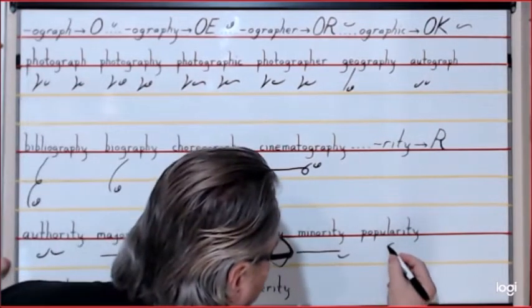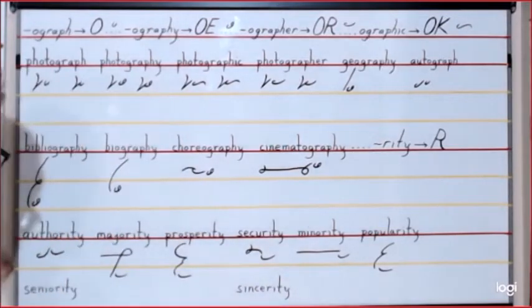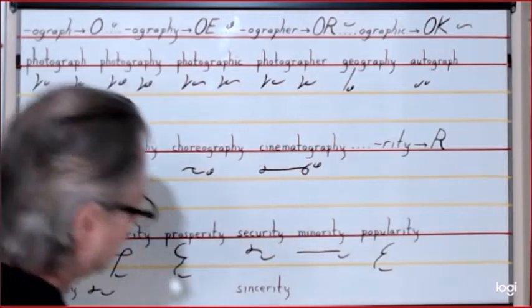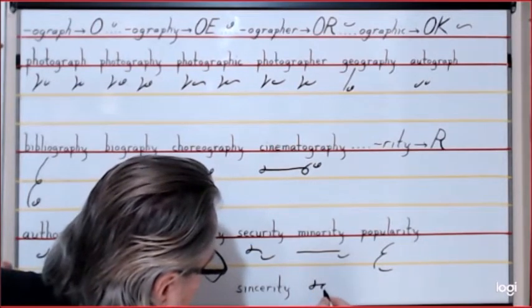Popularity is P-O-P, disjoined R. Seniority is S-E-N, and a disjoined R. And finally, sincerity is S-E-N-S, then a disjoined R.